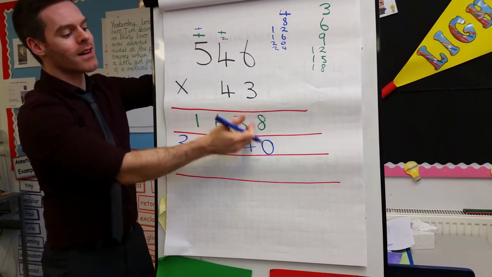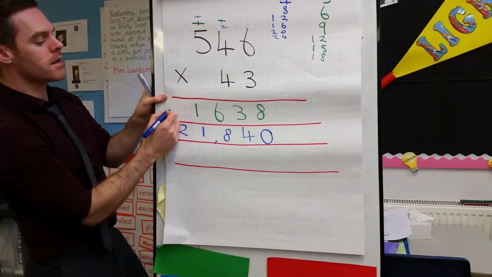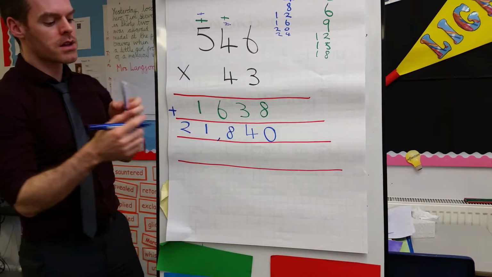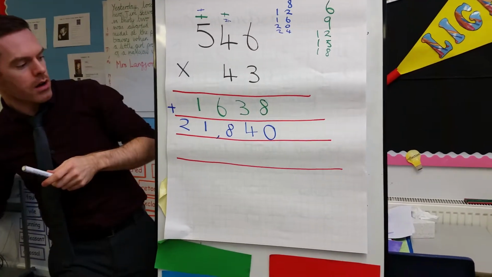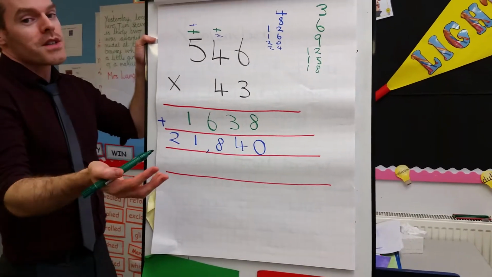Okay, so I need to add these two together now to make it 43 groups. I'm going to put my adding sign in, and this is why you need that 4th line, as we know, because my answer is going to go down here. Okay, so I'll go to my green pen. So all we've got to do is add the numbers.